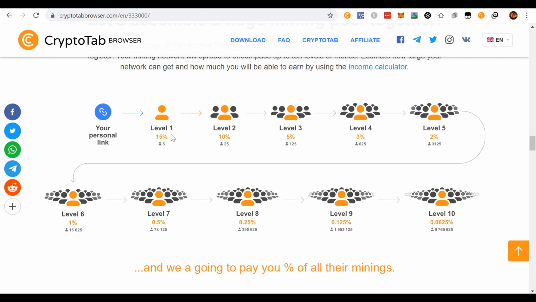Here's the second thing. Another way to get referrals is to add your referral link. You'll get a referral link. Add your referral link to your signature on your email. Any web forms you're on, you can add it to the signature there.